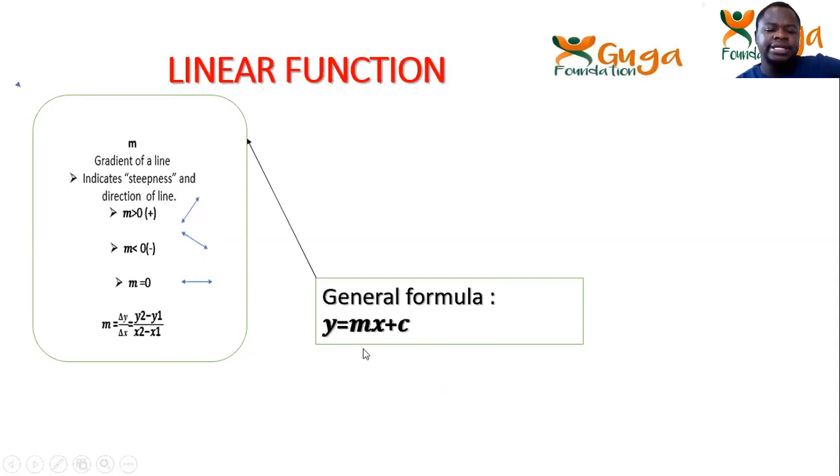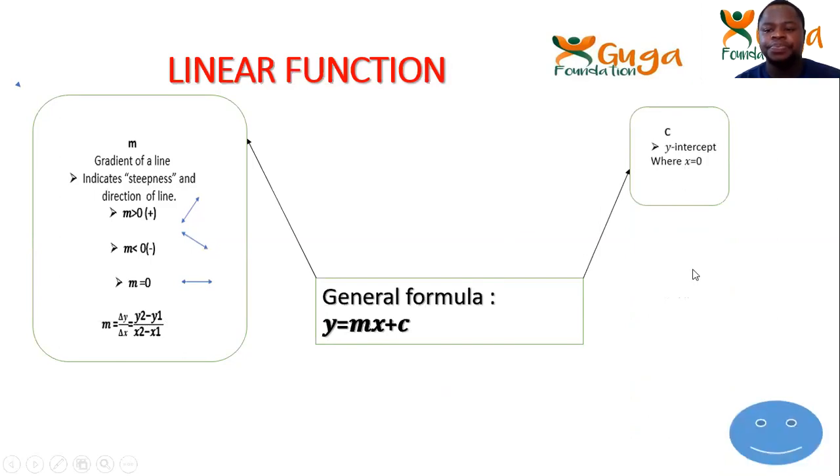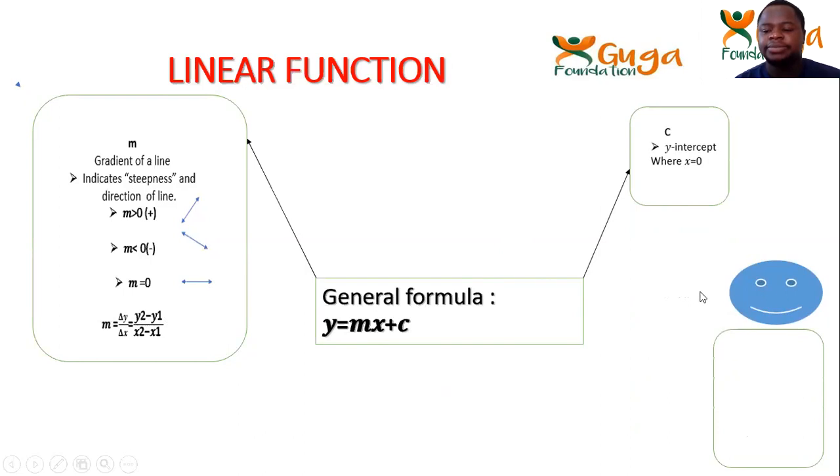So how do we calculate this m? M is given by change in y over change in x, which is y2 minus y1 over x2 minus x1. Okay, now let's look at the c. C is just the y-intercept, whereby x is equal to 0. Very important here. Now let's look at the properties of a straight line.